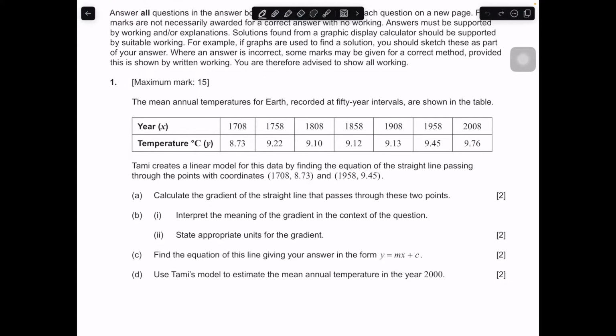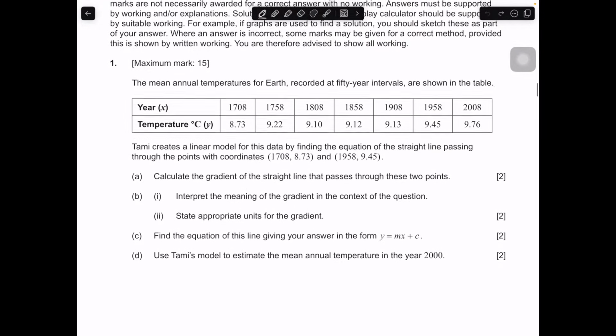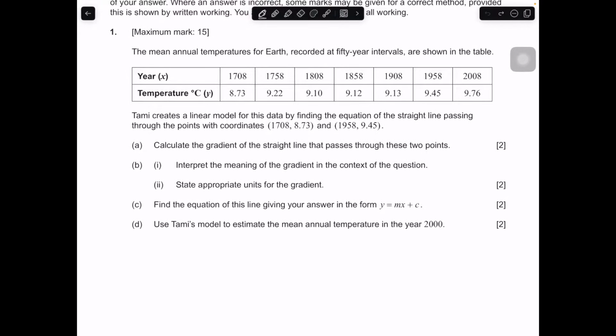First question, part A, asks us to calculate the gradient of the straight line that passes through these 2 points. So we've got these 2 points right here. This is our data set, which relates year and temperature. So we have different years through time, and then the corresponding temperature at that given time. Nice way to get started, I guess.